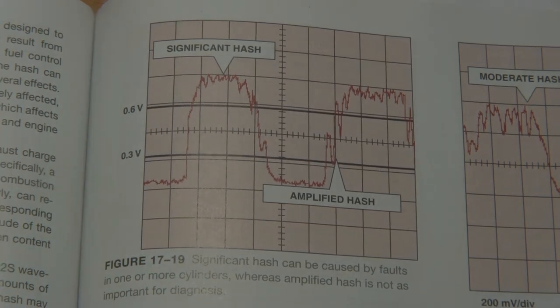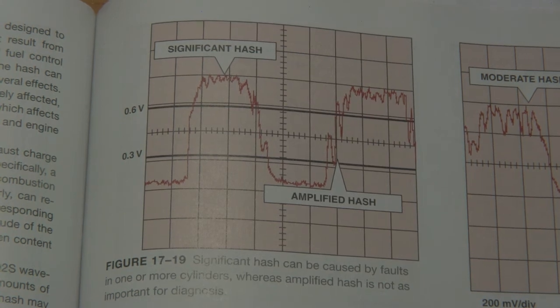So there are three different kinds of hash. Class 1 hash is amplified and significant hash. Amplified hash is somewhat unimportant hash that is often present between 300 and 600 millivolts on the oxygen sensor waveform. This type of hash is usually not important for diagnosis, because amplified hash is created largely as a result of the electrochemical properties of the oxygen sensor itself.